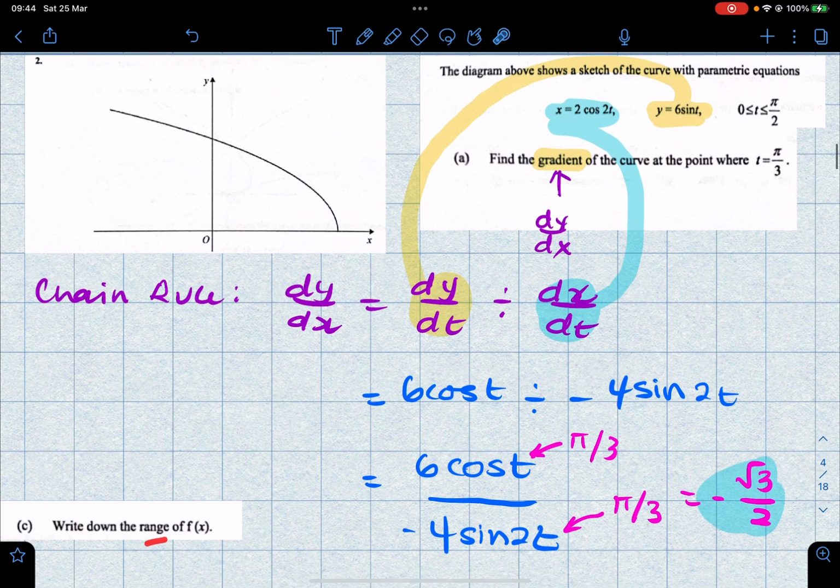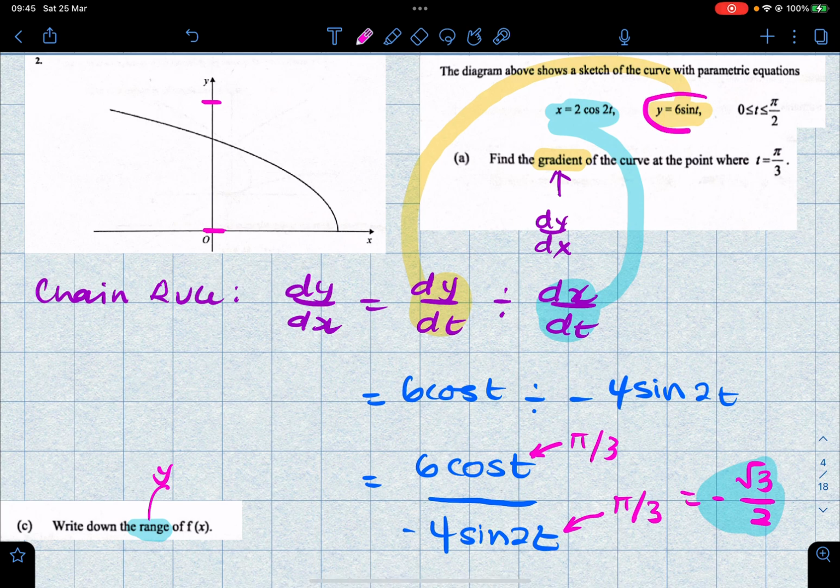Part B asks for the range of f of t. Now the range means all possible values for y. The range, because f of x is y, so y. That's what they're asking for. So what's the minimum value for y and what's the maximum value for y? That's going to be your range.